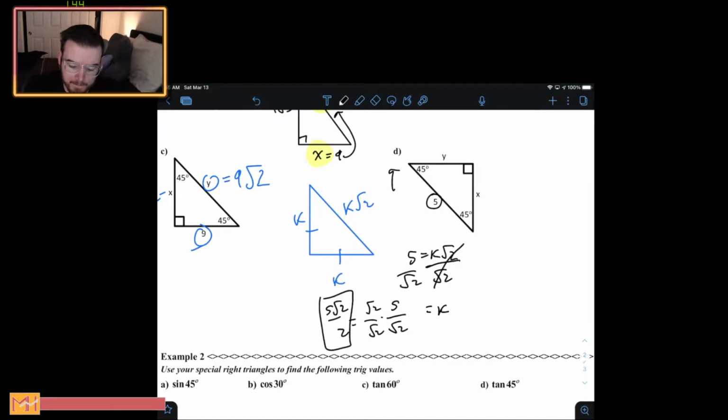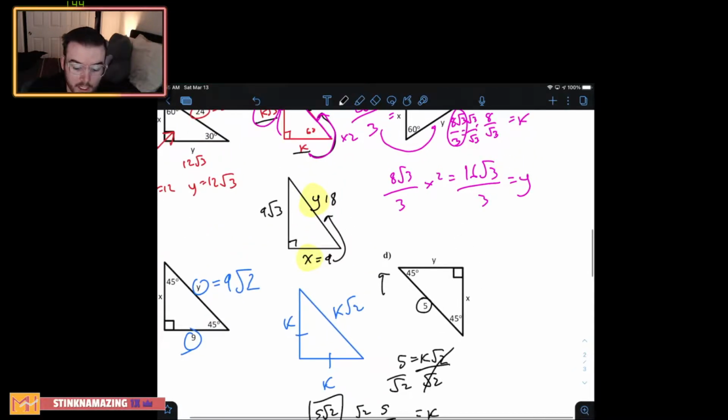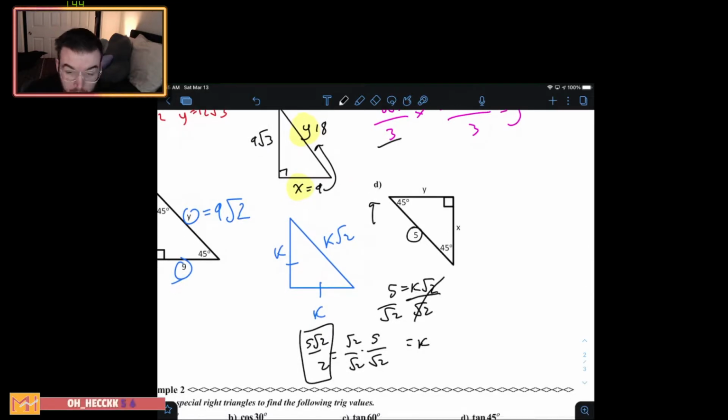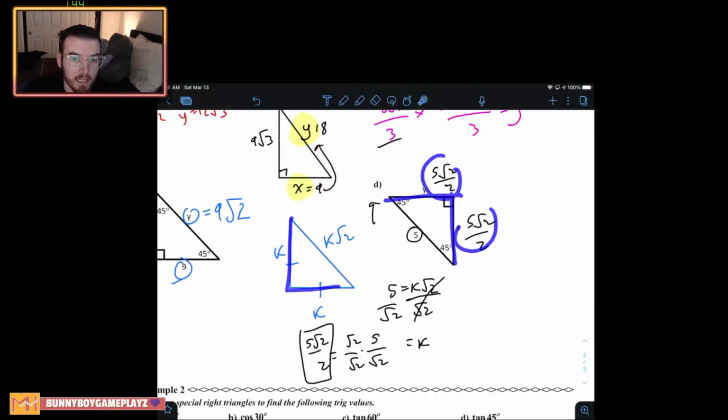It's always going to fit a pattern like that. You see how this one was 8 root 3 over 3? Well, this is 5 root 2 over 2. You're going to see that pattern arise over and over, and you might be able to skip to the final answer. So k is 5 root 2 over 2. So the legs are a weird length, and the hypotenuse is a whole number. They might be messy looking, but they're still following the pattern.